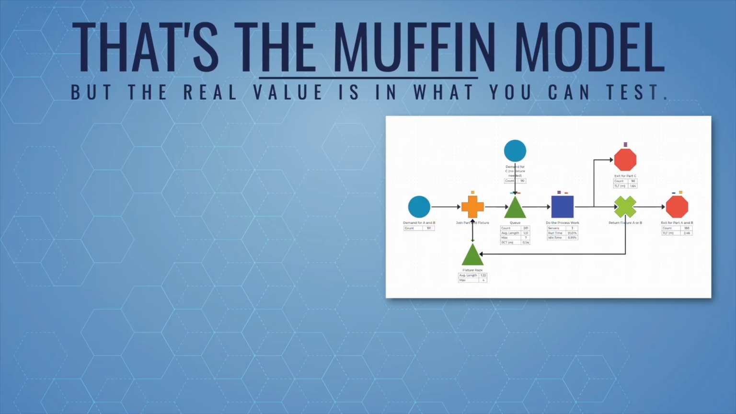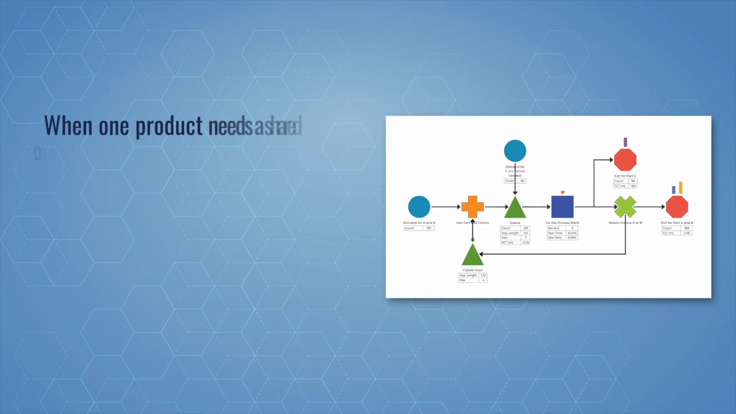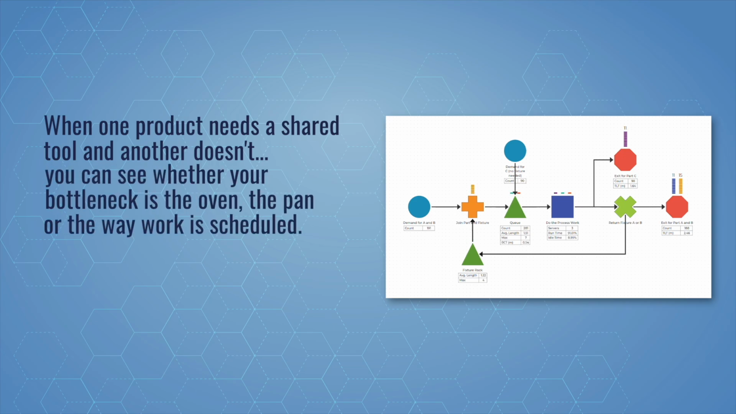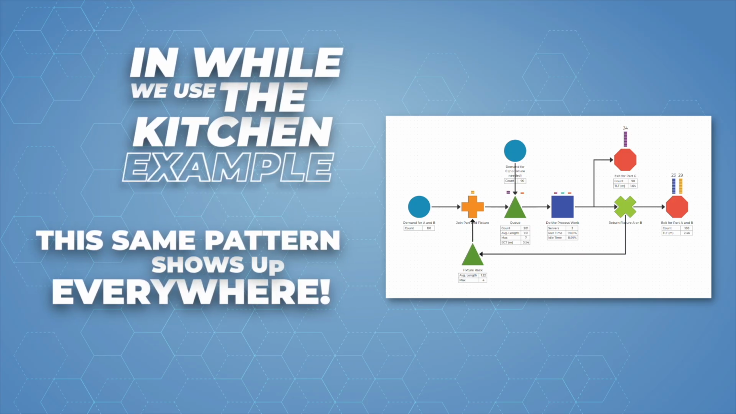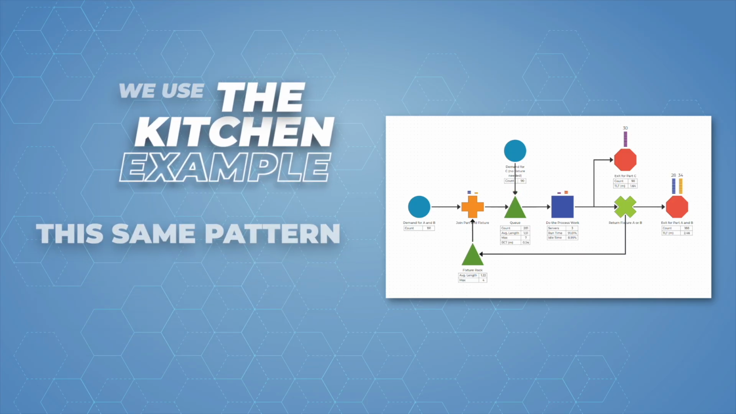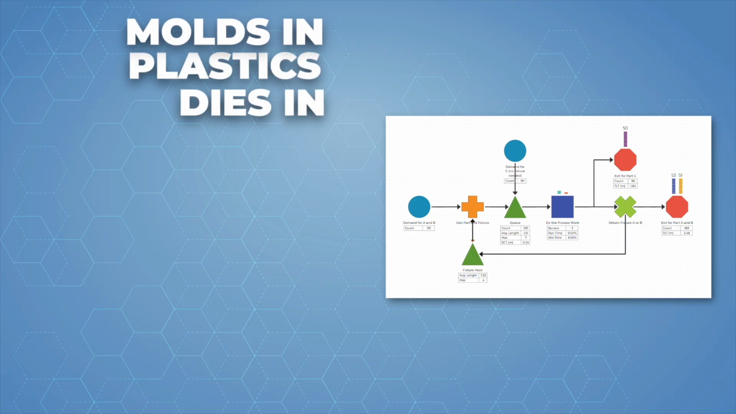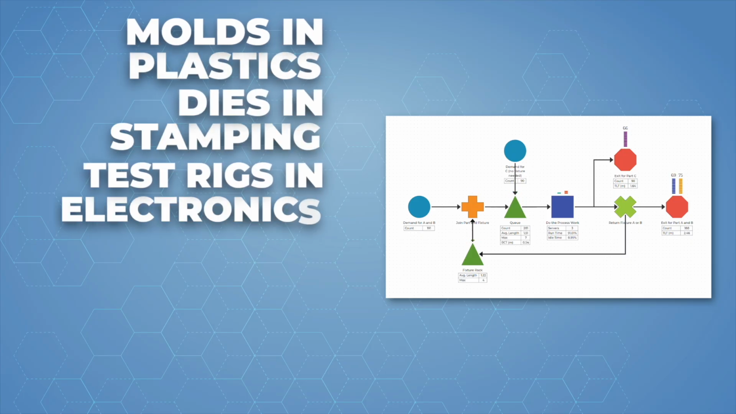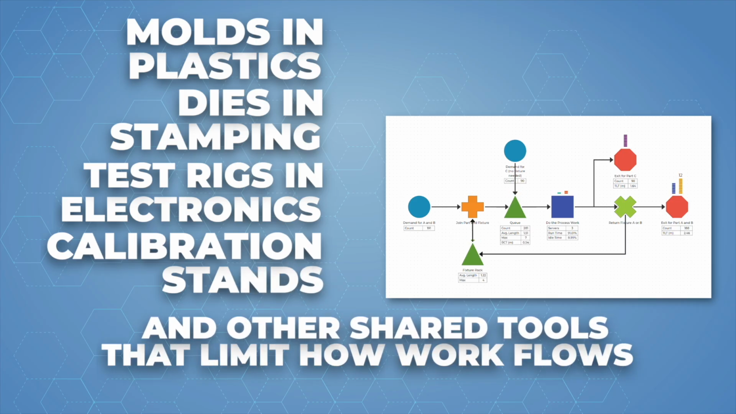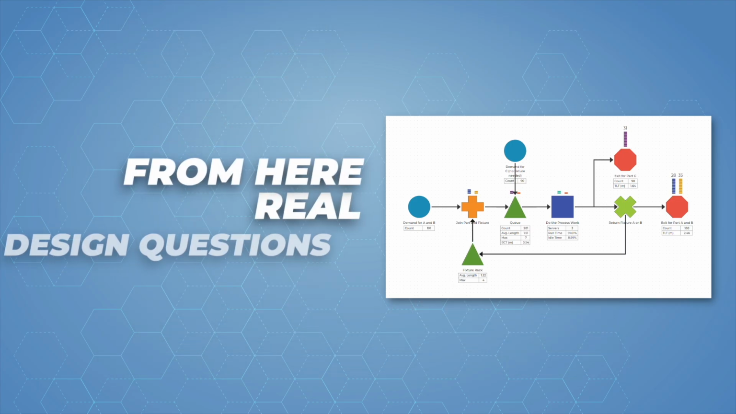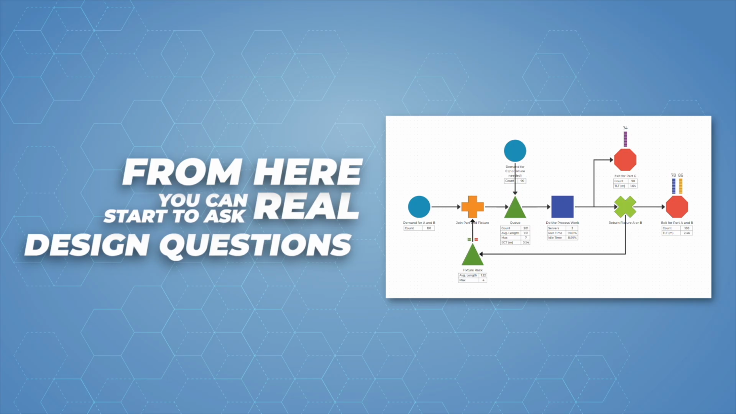So that's the muffin model, but the real value is in what you can test. When one product needs a shared tool and another doesn't, you can see whether your bottleneck is the oven, the pan, or the way work is scheduled. And while we use the kitchen example, this same pattern shows up everywhere. Molds and plastics, dies and stamping, test rigs and electronics, calibration stands, and other shared tools that limit how work flows. From here, you can start to ask real design questions.